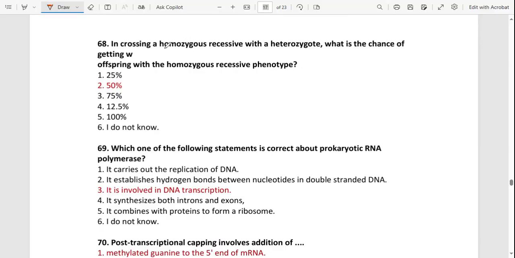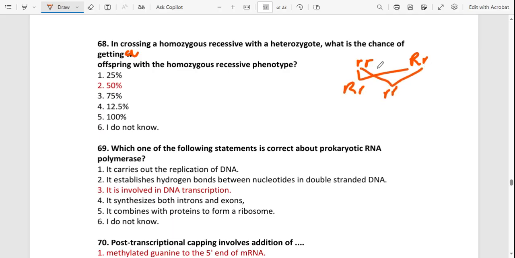In crossing a homozygous recessive with a heterozygous, what is the chance of getting an offspring with homozygous recessive phenotype? So we are crossing homozygous recessive, let's say small r, with heterozygous capital R, small r. So look at this. This will be capital small.